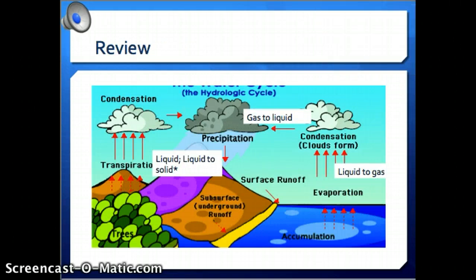Condensation changes water from a gas to a liquid. Precipitation changes water from a liquid to a solid. And evaporation changes water from a liquid to a gas.